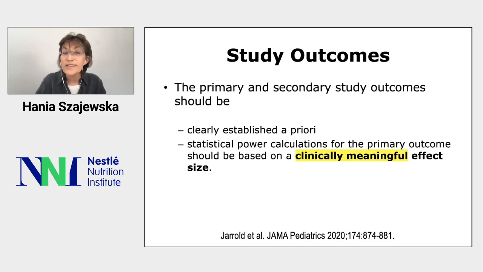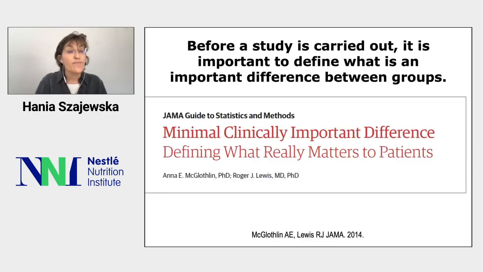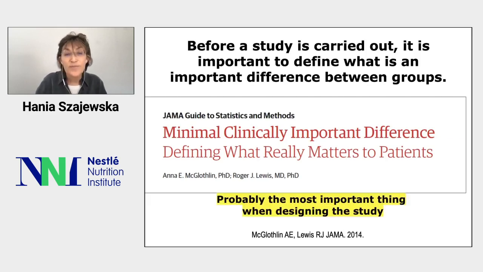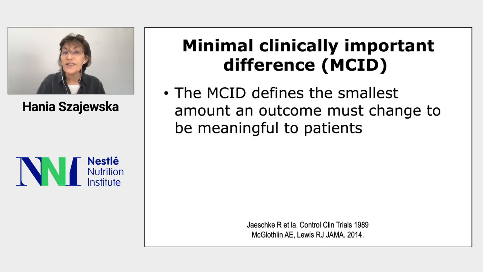Study outcomes. The primary and secondary study outcomes should be clearly established a priori, and statistical power calculation for the primary outcome should be based on a clinically meaningful effect size. Before a study is carried out, it's important to define what is an important difference between groups. It's important to define this minimal clinically important difference, which may be different for us as physicians and different for patients or their parents. But this is probably the most important thing when designing the study. This minimal clinically important difference defines the smallest amount an outcome must change to be meaningful to patients or to parents.